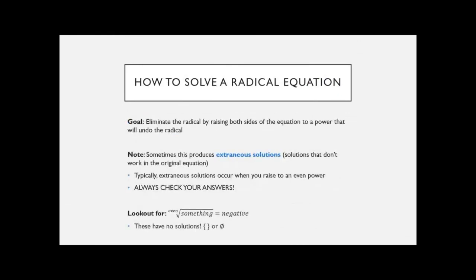So your goal is to basically get rid of your radical by raising both sides to an exponent that will undo it. Sometimes you get extraneous solutions, but as I said, they tend to occur when you have to square, when you have an even exponent there. Because we were doing all things with cubed roots, we didn't get any extra solutions. And so you should always check your answer, but generally it's more important if it's going to be an even power. So if you're running out of time on a quiz and you have a cubed root, then don't bother checking your answer. But if it's a square root, yes, definitely check your answer.